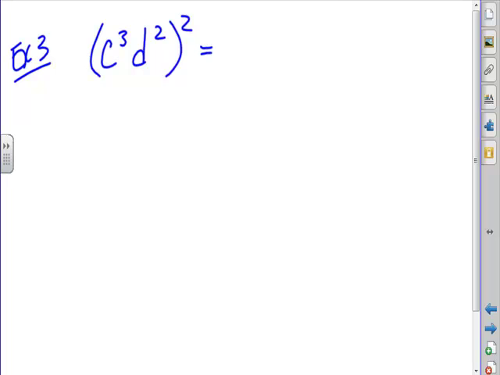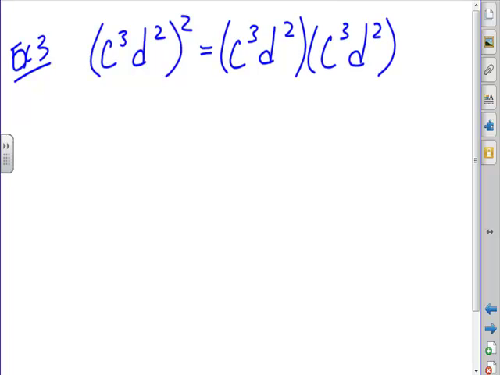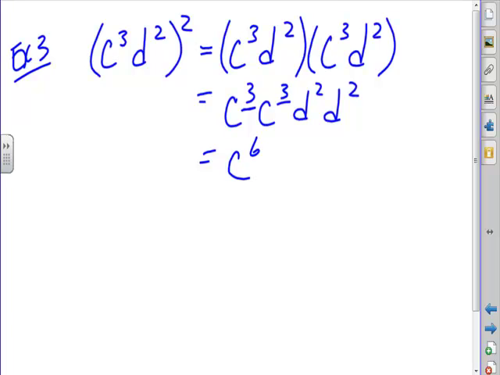Okay, a couple more examples. Simplify c cubed d squared, all squared. Now, there are a couple different ways to think about this. One way would be to just realize that this is shorthand for c cubed d squared times c cubed d squared. And realize that what we really have is c cubed times c cubed and d squared times d squared, which ultimately we're adding our exponents, so we get c to the 6th, d to the 4th when we add those.